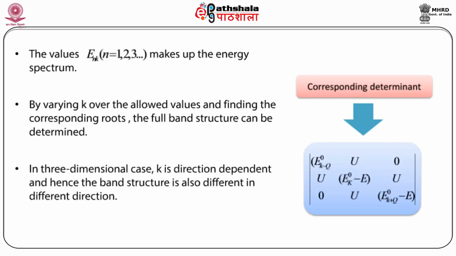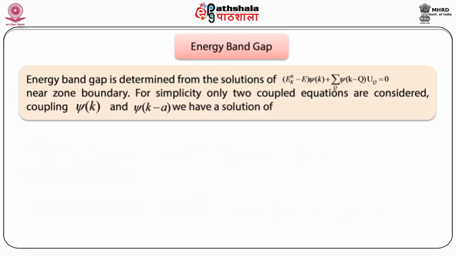In the three-dimensional case, k is direction dependent, and hence the band structure is also different in different directions. Energy band gap. The energy band gap is determined from the solutions of the equation that we had written down earlier, that is the Schrödinger equation in Fourier space, near the zone boundary. Always remember, the energy band gap is determined near the zone boundary.